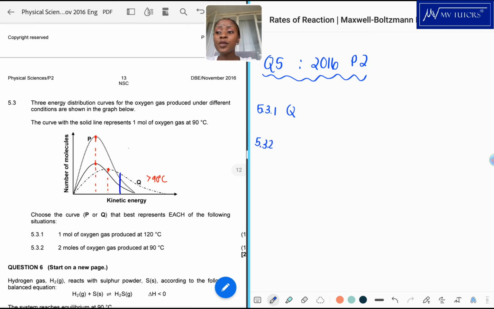Now, 2 moles of oxygen gas produced at 90 degrees. So now we have kept temperature constant, but there are more moles. So we have actually increased the concentration. Okay, if you have increased the concentration, like I said, the most probable energy remains the same. So that would be Q. P. Why am I saying Q? That would be P. Okay, guys, so basically that's how you do these questions. This was a fairly simple one.